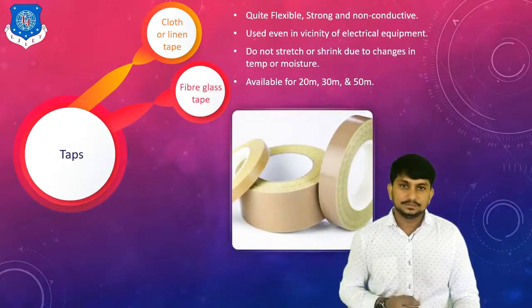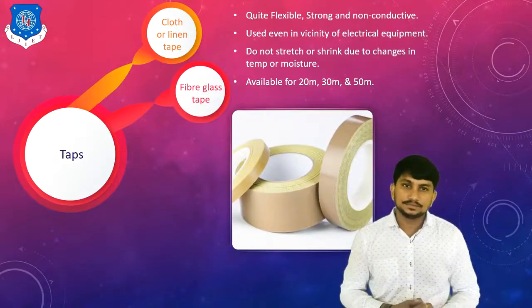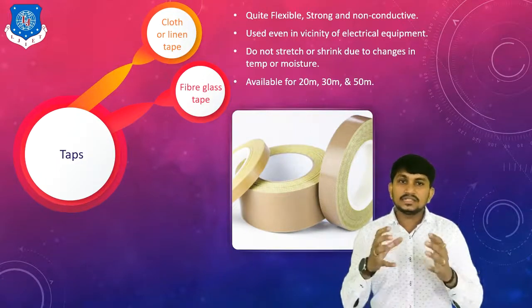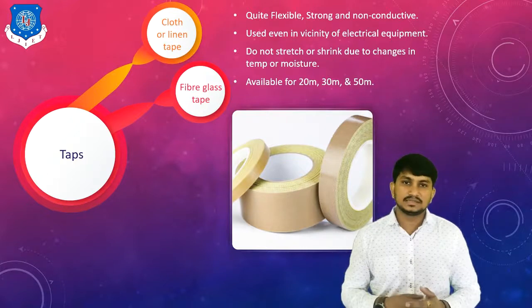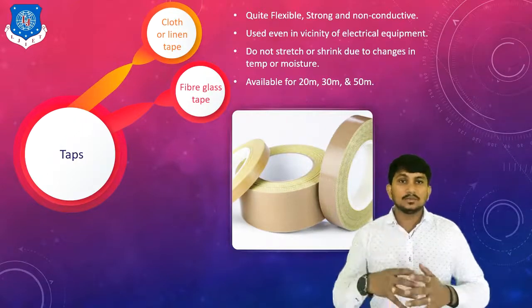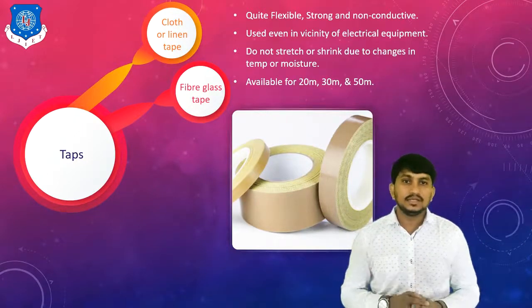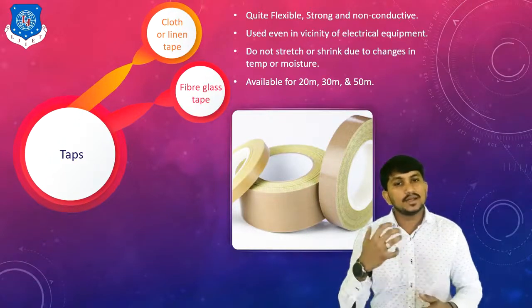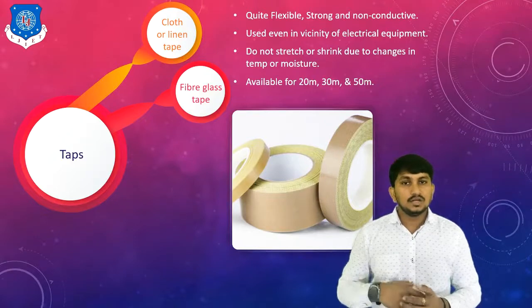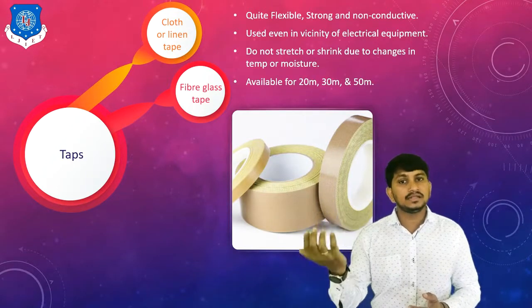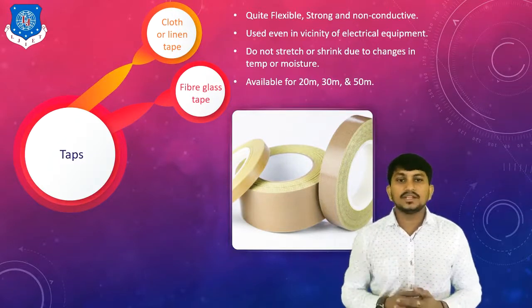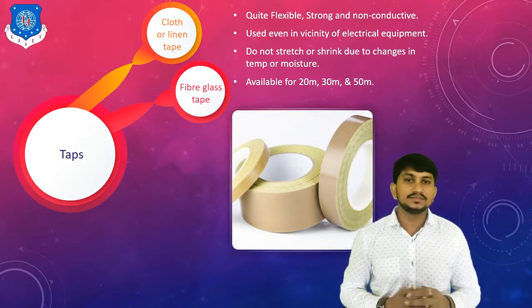Next type of tape is fiberglass tape. It is made of fibers. It is a non-conductive material which is used in vicinity of electrical equipments. So you can easily use it where a number of electrical equipments are there. It does not stretch and shrink due to changes in temperature as well as moisture. So the main disadvantages of cloth or linen tape are overcome by fiberglass tape. It is available in 20 meter, 30 meter and 50 meter length.